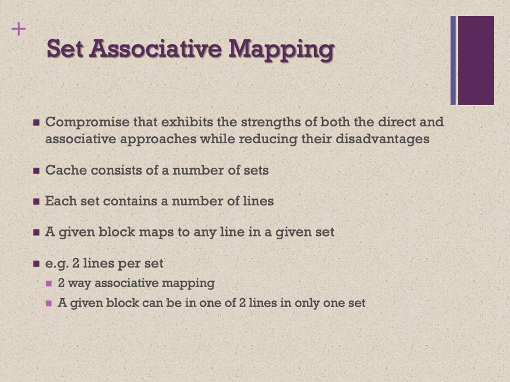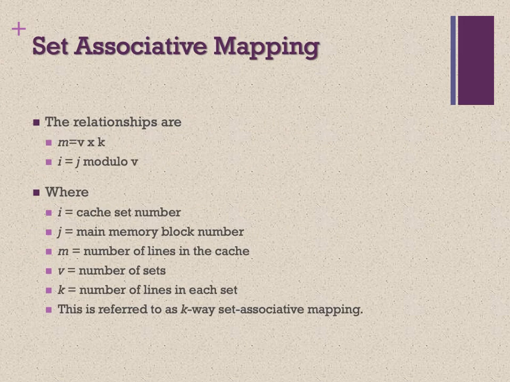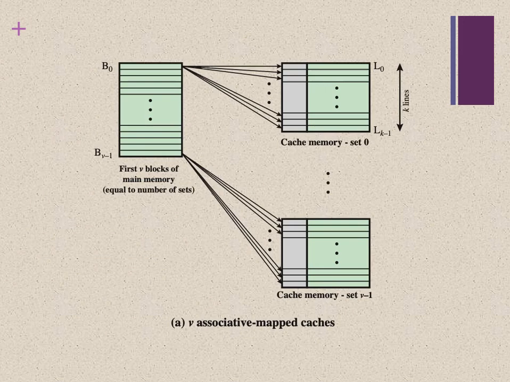So we divide our cache into different sets. Within the set, the mapping is direct mapping. Like we know that one word will go to set number 0, or for example, word number 4 will go to set number 0. But within the set, it can be anywhere. So within the set, it is associative mapping.